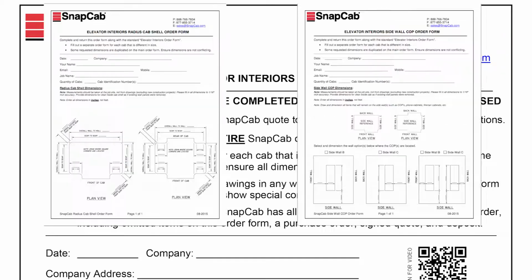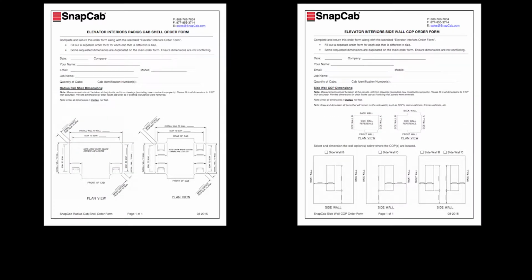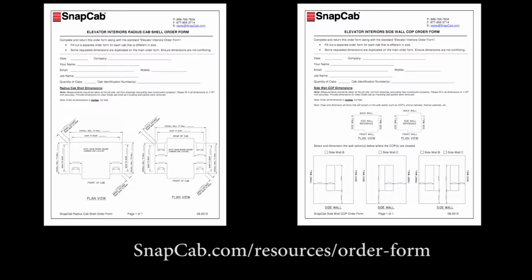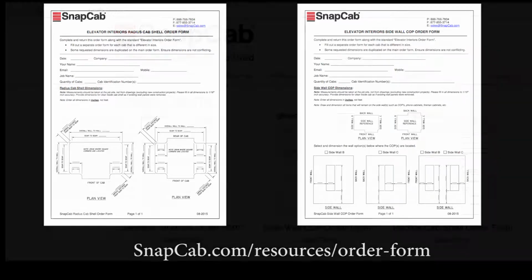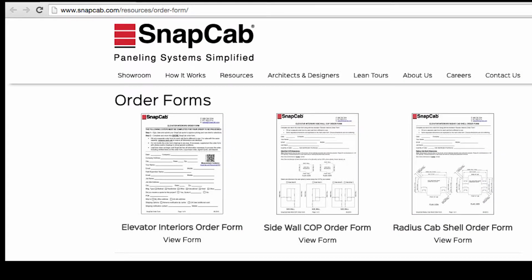Please note, if the cab shell has radius corners or a sidewall COP, we require an additional survey form. You can obtain these additional forms on our website.